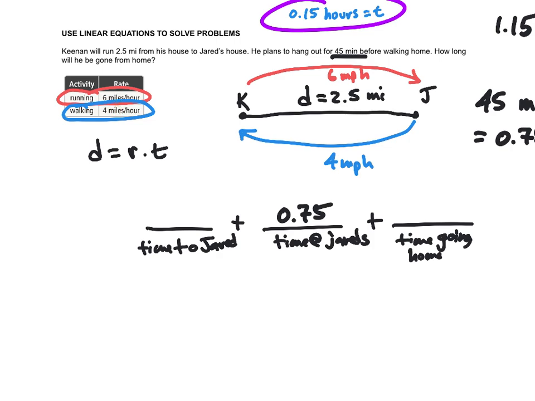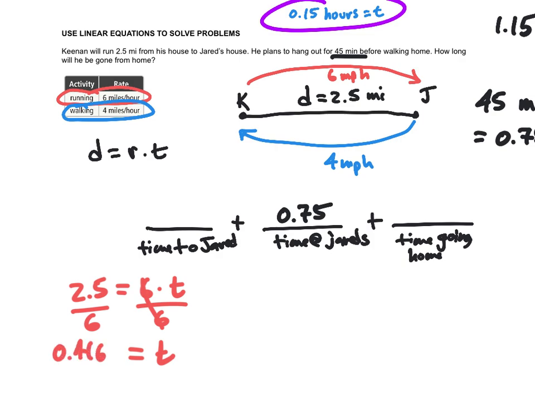So time to Jared's house. Now I'm going to use my distance equals rate times time. So my distance is 2.5 miles, traveling at 6 miles an hour times time. I'm going to divide both sides by 6 and solve this equation for t. So t is then equal to 2.5 divided by 6, which gives us 0.416 hours. Okay?